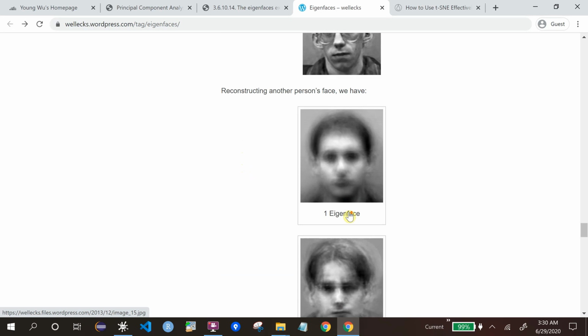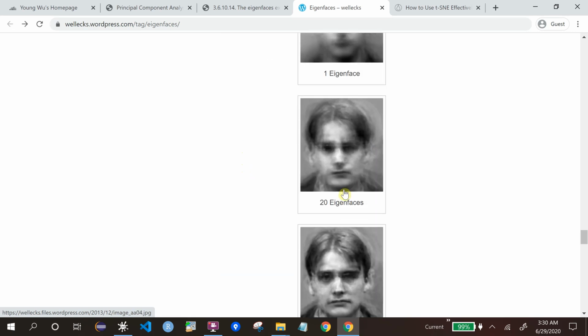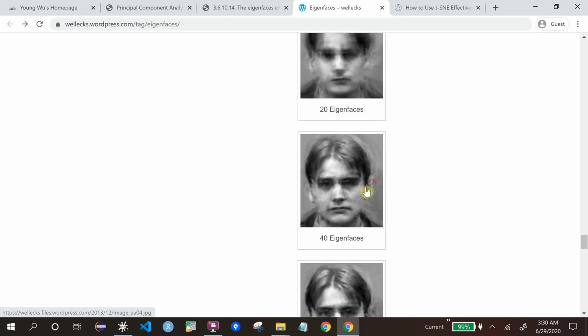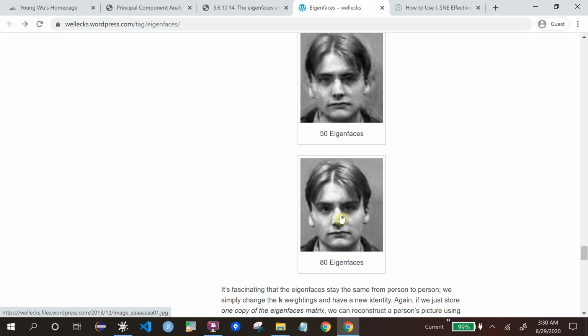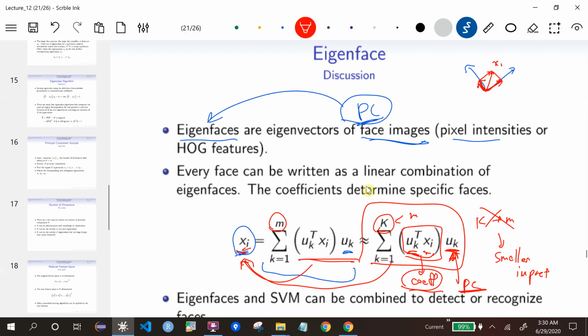And another example is here. One face, again, the same thing. 20 faces, more like a particular person, and 40 faces, and again, 50 faces. And with 80 faces, we basically have the original image back. Okay, so that's one application: we represent faces by just a few numbers, and we use the eigenfaces constructed from a training set to represent, say, any face.